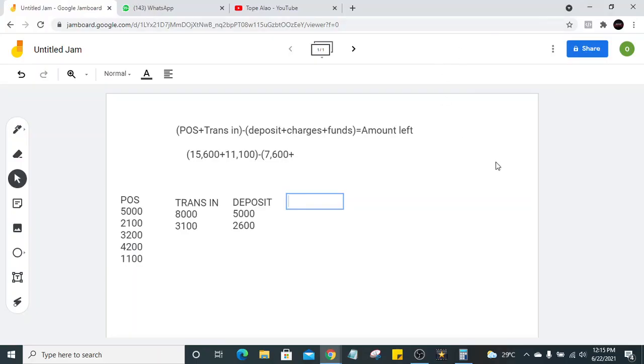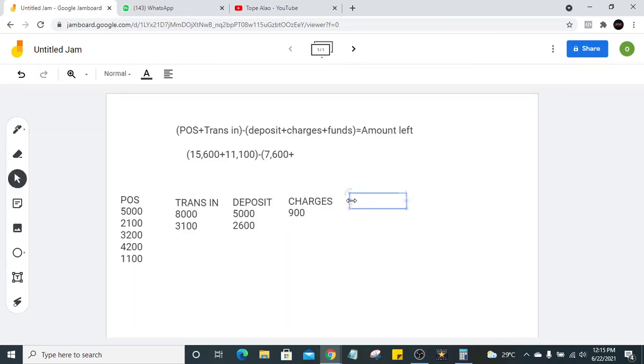All right guys, so you have to add the charges together. Let's say in this case, this person pays you 100 naira. Let's say all of them pay you 100 naira for simplicity's sake. So 100 naira plus 100 naira, that's 200, 300, 400, 500, 600, 700, 800, 900. So that's the total charges. So charges is 900.